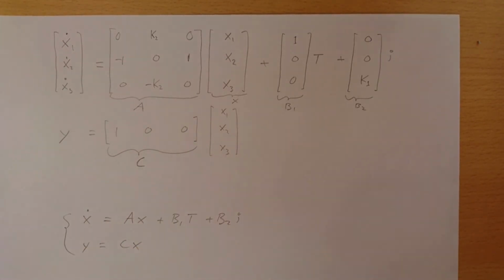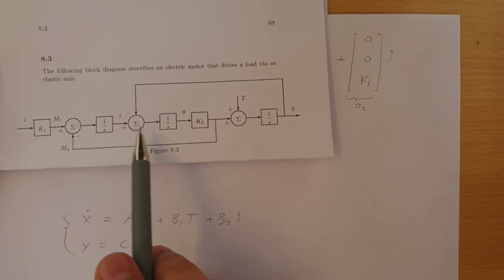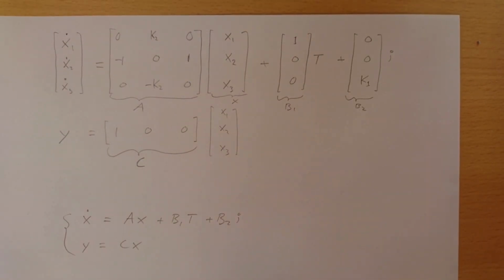Okay, so this is an example of how you can go from a block diagram and set up a state space model of a system. That was exercise 8.3.